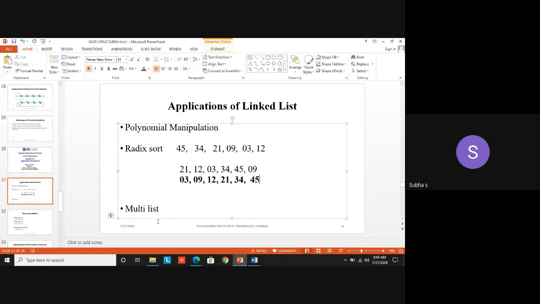And the third application is multi-list. Multi-list means, the name itself implies, it has many lists. Obviously, it will save space, but it will take more time to implement. I have many lists. For example, I want to make a multi-list for the students involved in many activities, because we have different clubs. Let's assume.